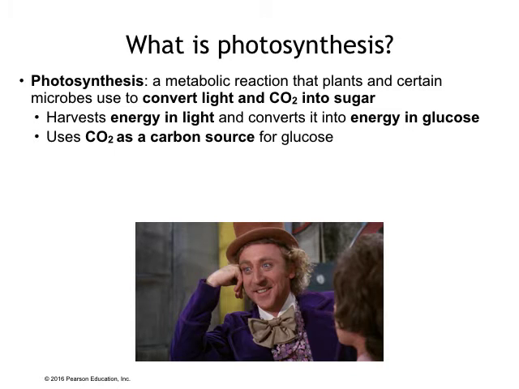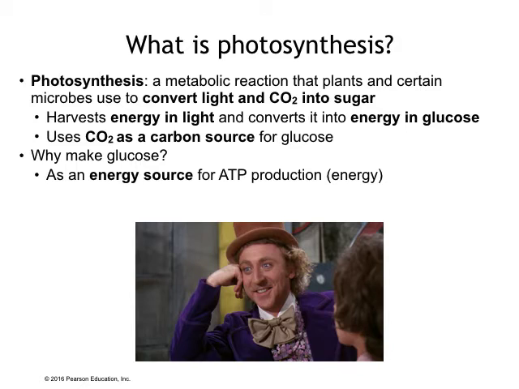And it uses CO2 as a carbon source for glucose. So really you have light and carbon dioxide as the starting materials, and then sugar is the product. Sugar is the main organic product of photosynthesis. It is the whole point of photosynthesis, to make glucose. And why do they care about glucose? Because it is an energy source for ATP production, just like it is for us animals. It is the same thing.